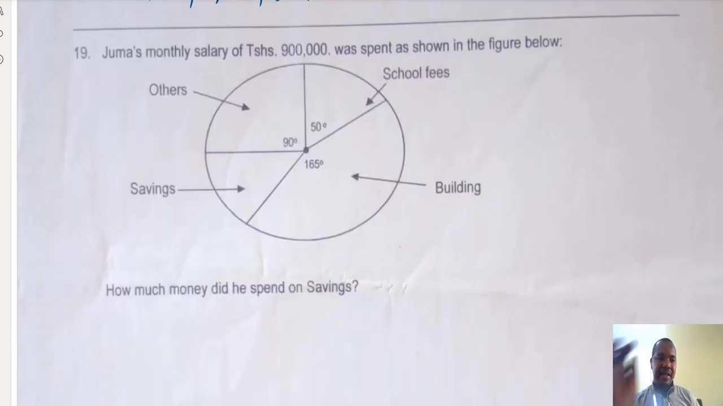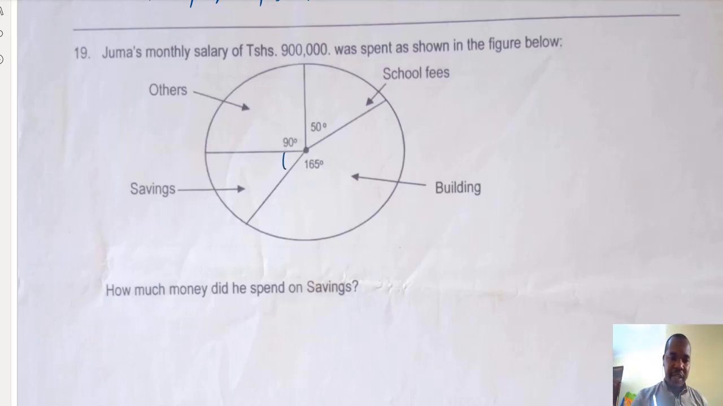Question number 19. Juma's monthly salary of 900,000 shillings was spent as shown in the figure below: building, school fees, saving, and others. How much money did he spend on savings?